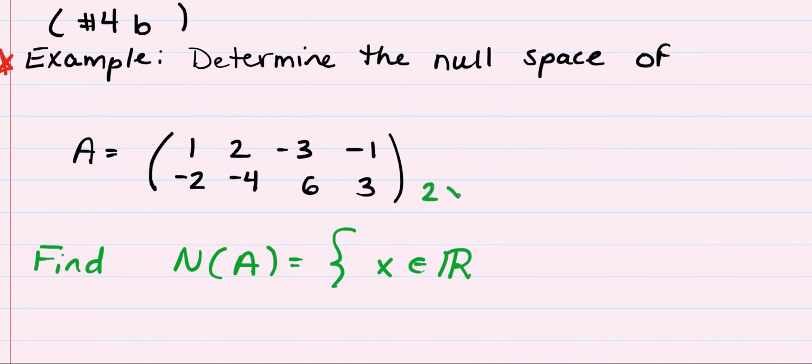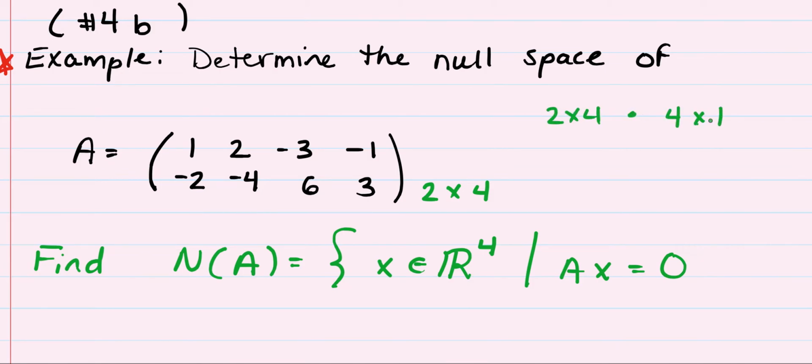Now we need to figure out what space we're working with. This is a 2x4 matrix, so it should be all vectors in R4 that satisfy A times x is equal to 0. And I also want to ask you, what size is this 0 matrix? Well, we're going to take a 2x4 matrix and multiply it with a 4x1 matrix. So we'll get a 2x1 matrix. So this is going to be 2x1.